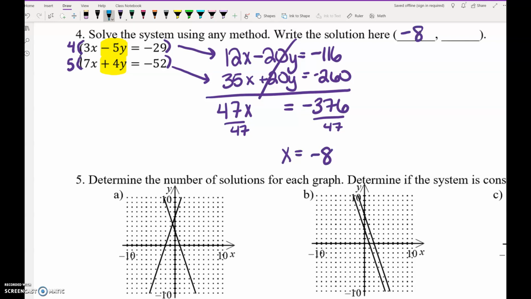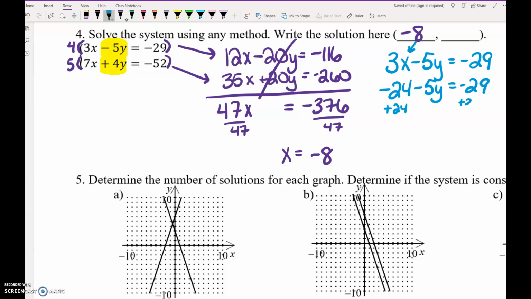Now we need to choose an equation to plug this back into. I'm going to choose the top equation because I think the numbers are smaller, but really it does not matter which equation you choose. So 3 times negative 8, because you're plugging that negative 8 into the x, 3 times negative 8 is negative 24. So negative 5y equals negative 5, which means that y is 1.